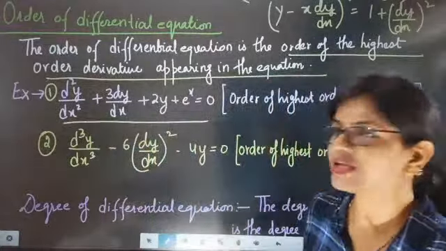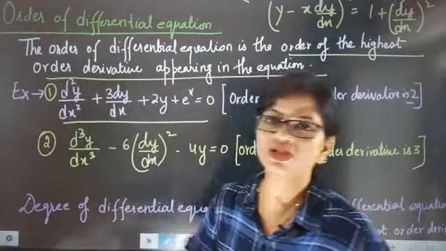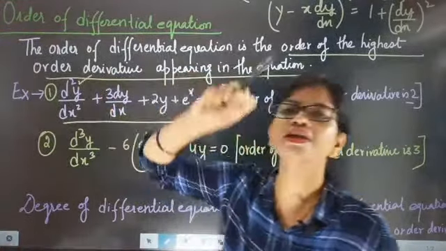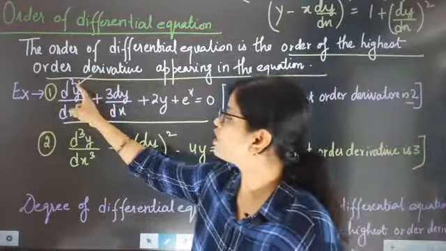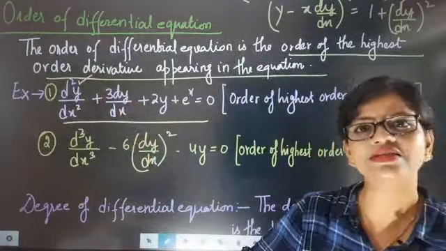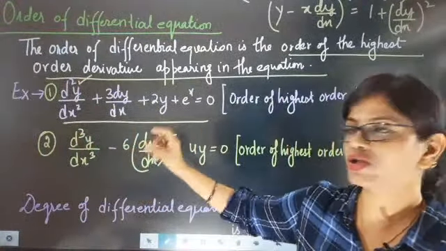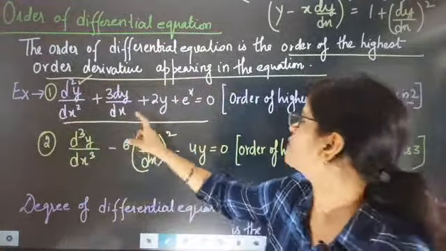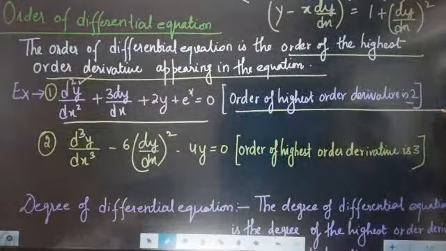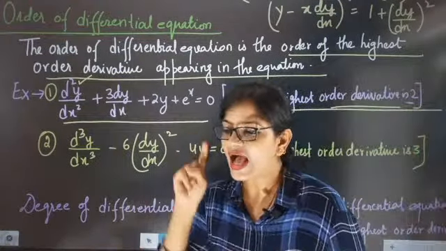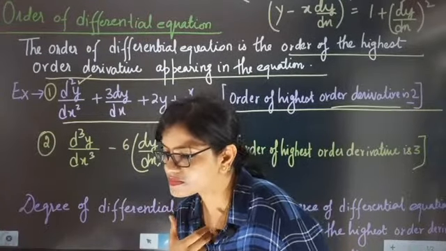See this differential equation, d2y dx square. Here what is the order of the highest order derivative? The order is 2. The highest order is 2. dy by dx is lesser than that. This is order 1, this is order 2. So what is the order of this differential equation? The order is exactly the highest order derivative. So only I have written: the order is the highest order derivative.